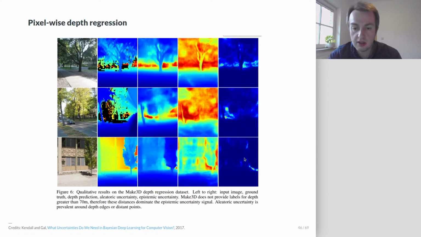And here, the last column is about the epistemic uncertainty, which captures the ignorance of the model. And so what is there to say?